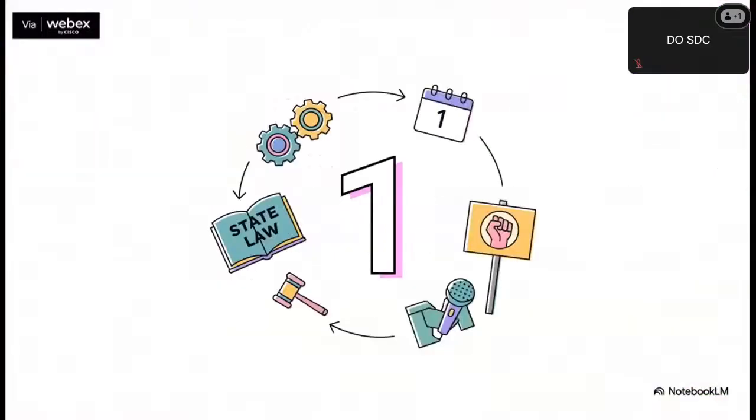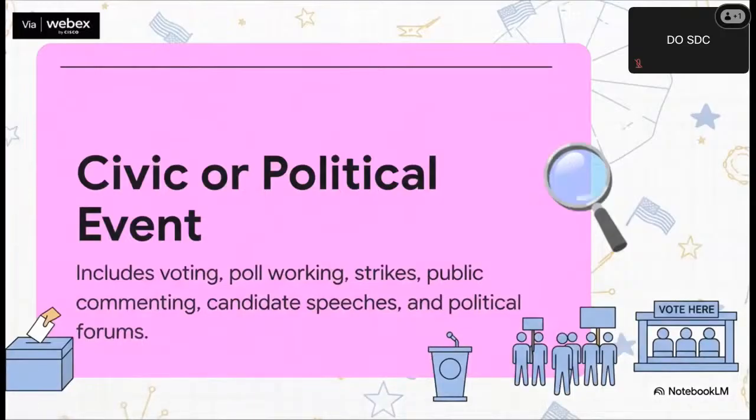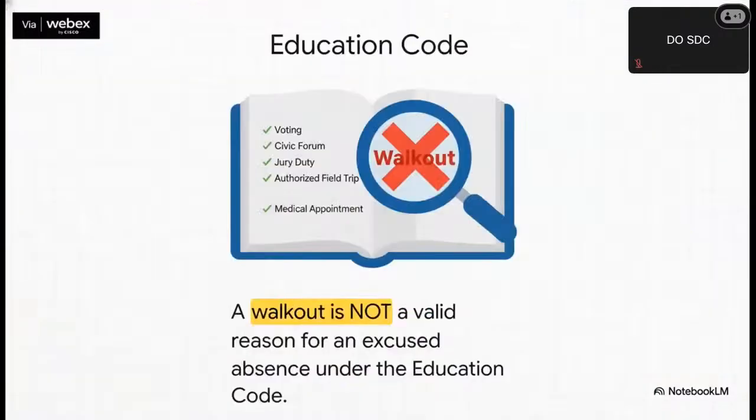So, the state law is really clear on this. It allows for just one excused absence per school year for a student to participate in a specific kind of event. Only one. And here is where the details really, really matter. The law has a very specific definition for what counts as a civic or political event. And if you look at the examples, voting, working at polls, going to a political forum, you can see they're all pretty distinct, structured activities. And this is the legal core of the entire policy. A walkout or a protest is simply not on that list of valid reasons in the Education Code. Because of that, the school legally cannot mark it as an excused absence.